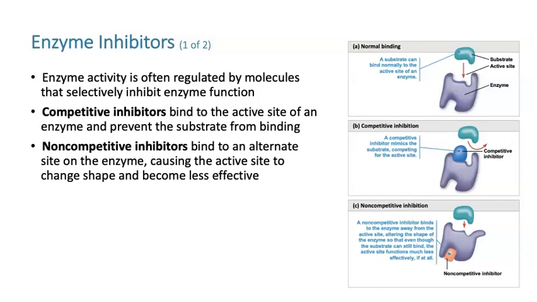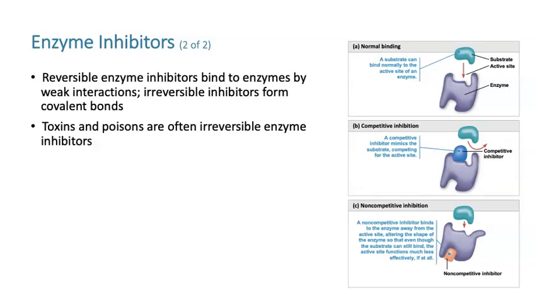Non-competitive inhibitors are very interesting because they also change the active site, but not at the active site. So this non-competitive inhibitor down here is binding to some other region of the enzyme, which causes the active site to change shape. And when the active site changes shape, it's not going to bind onto the substrate. So it's going to become less effective, or it might become completely ineffective by that non-competitive inhibitor.